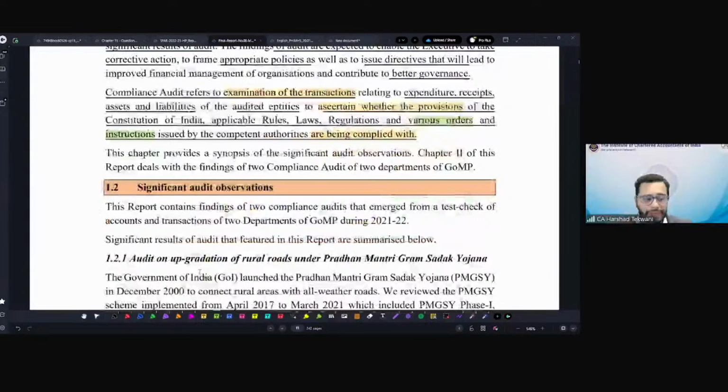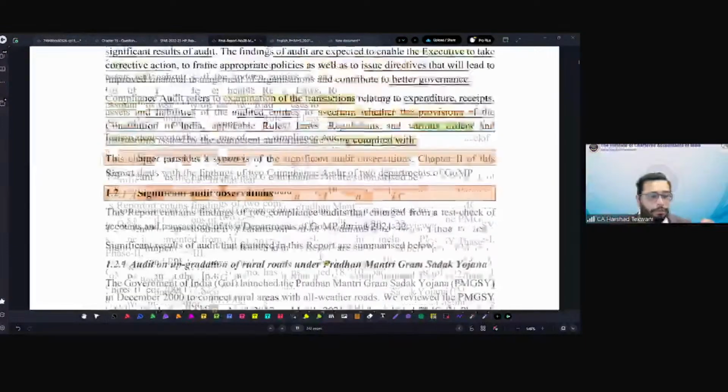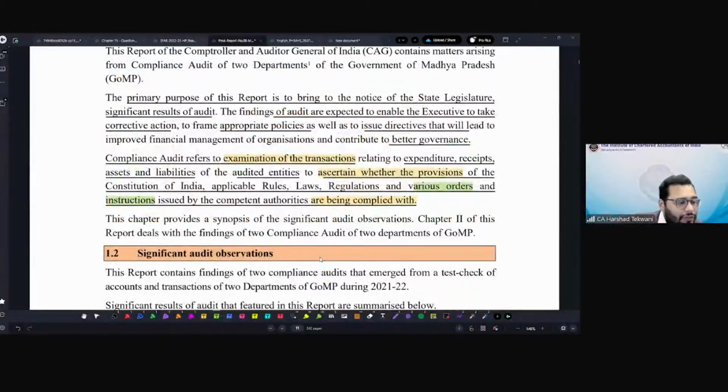Okay, we will understand some concepts over here. What is the subject matter, what is the criteria, and what is the subject matter information. So this was basically the definition, a summary understanding of the compliance audit. What is compliance audit?